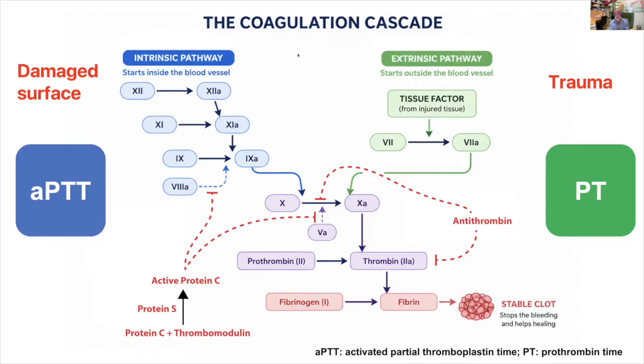The test for these, for the intrinsic pathway, is the activated partial thromboplastin time on the left, APTT, and for the extrinsic pathway, you've got the prothrombin time, the PT.